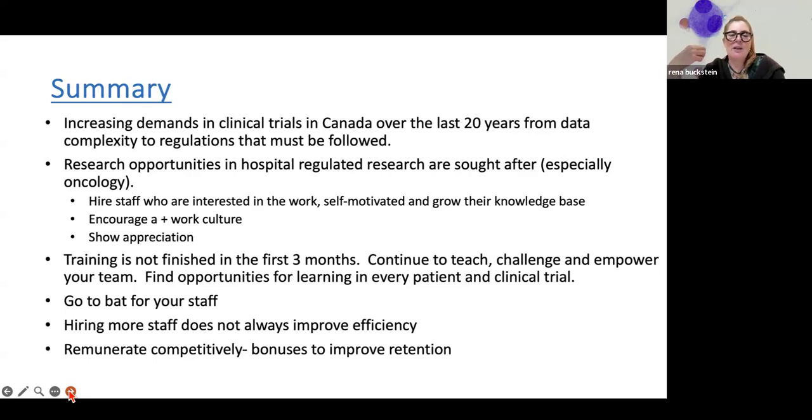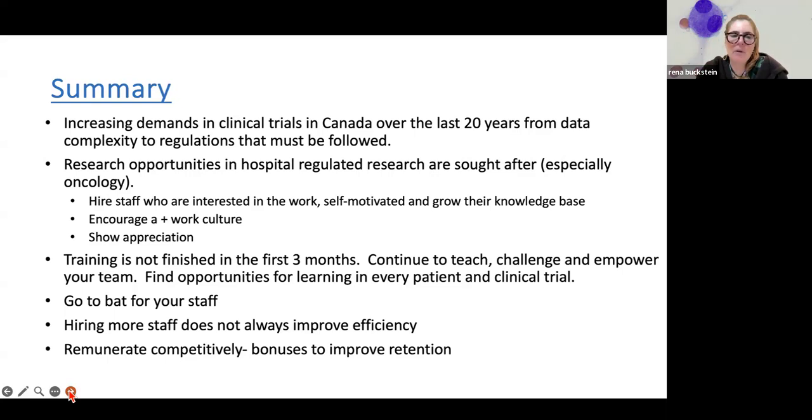Go to bat for your staff. So if your staff are having difficulties with other departments, go to bat for them. Speak to the department manager to try to unruffle feathers and improve communication so that your study can get open.